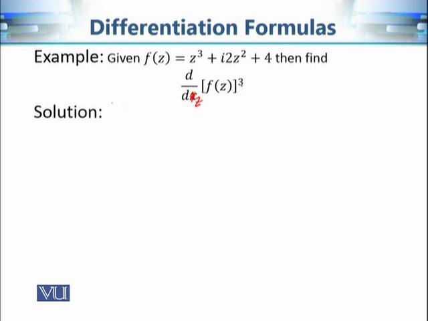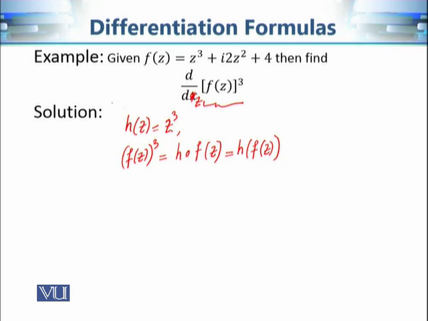Now over here, what is the outside function and what is the inside function? To figure out the outside function, observe that it is basically the cube of some function. Whatever is inside of this cube, outside we are taking the cube. So the cube is the outside function, and the inside function is f of z. In other words, if we define h of z to be z cube, then this function, f of z whole cube, is basically h composition f of z, which is of course equal to h of f of z.